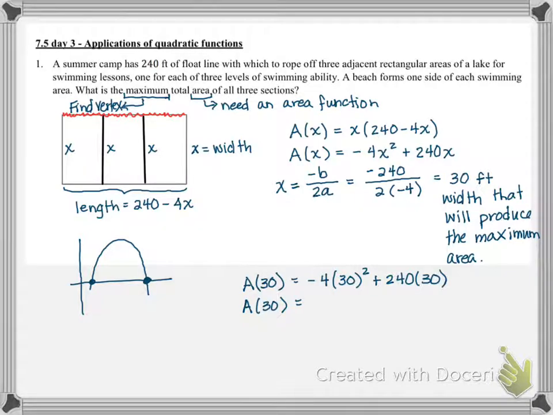So what's our maximum area? 3,600. Do you guys remember when we did this on the homework, right? That point was 3,600, which is exactly what we just found, right? So the maximum area is 3,600 square feet. Any questions on this one?